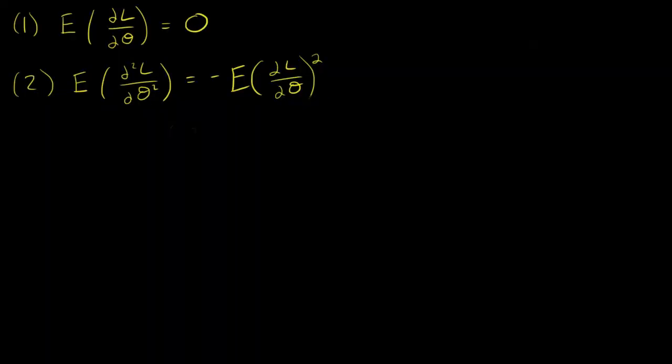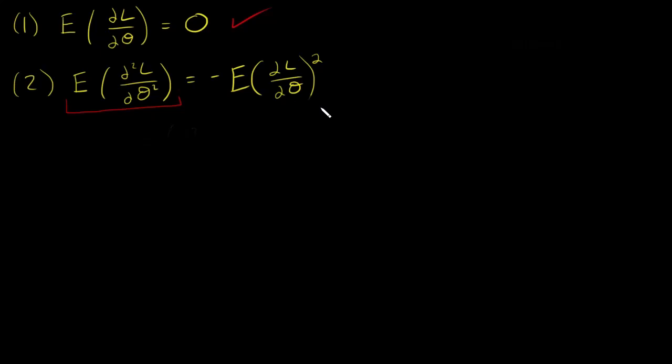So let's go here to my whiteboard. Equation 1 we discussed in the previous video. Now we're going to discuss this second equation, which says that the expected value of the second derivative of the log likelihood equals the expected value of the first derivative of the log likelihood squared.